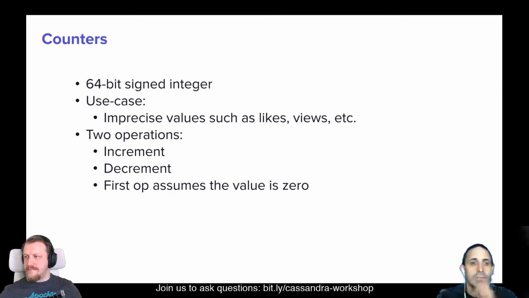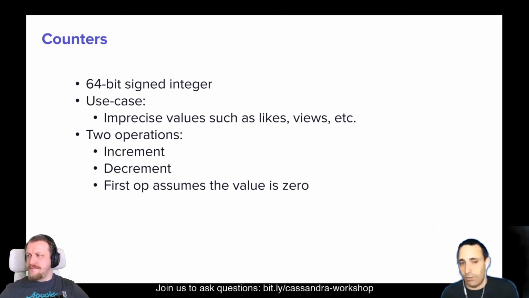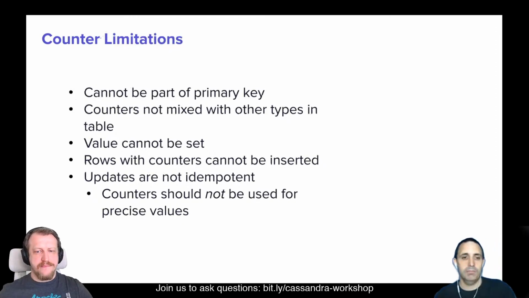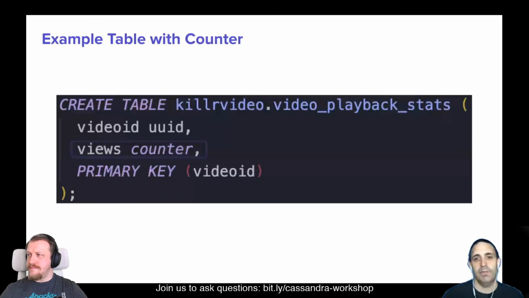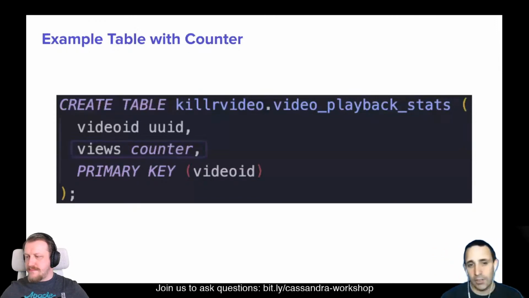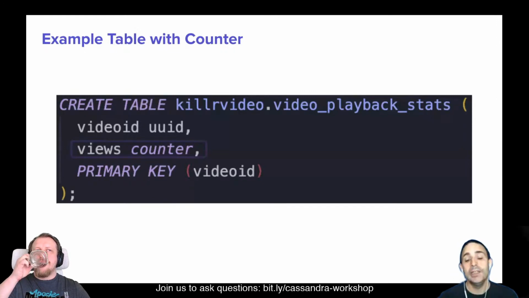So it's really meant to store imprecise values such as likes or views, and with that you can increment, decrement. You can never insert. If you define a counter, every column of the table must be a counter, and counters cannot be part of the primary key. Okay, so this is a sample with video playback stats. Video ID is my primary key, also partition key. It's not a counter. Views is a counter, and any other column I would put in this table would be a counter.